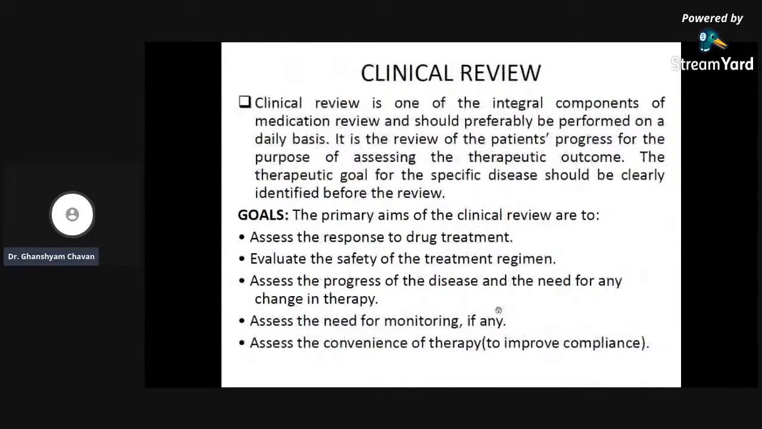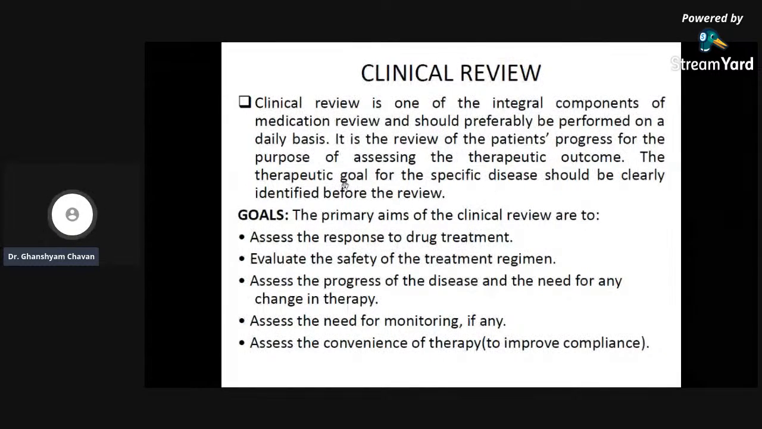Now next is clinical review. Clinical review is one of the integral components of the medication review and should preferably be performed on a daily basis. It is the review of the patient's progress for the purpose of assessing the therapeutic outcome. Clinical review means whatever drugs the patient is taking, we ensure whether we are getting the therapeutic outcome or not, whether the patient is coming out from the disease or not.